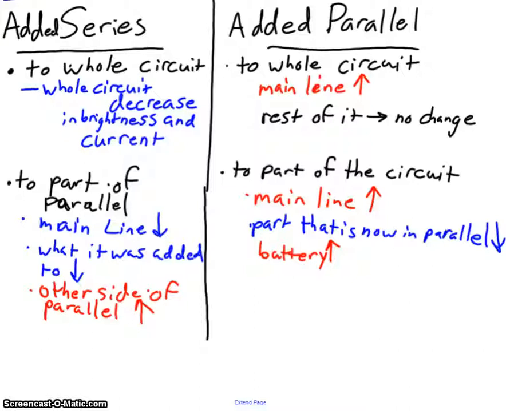When we added it in parallel to the whole circuit, the main line suffered an increase, but the rest of it showed absolutely no change. When we add it in parallel to part of the circuit, only putting it across part of it while there are other things still on the main line, the battery increased, but the part that is now in parallel decreased.